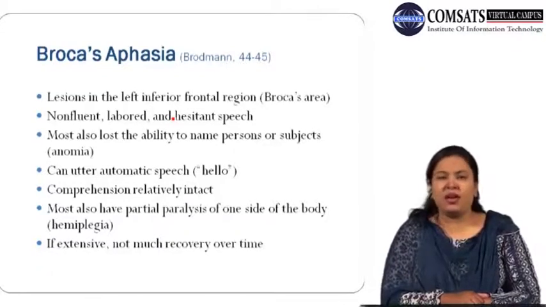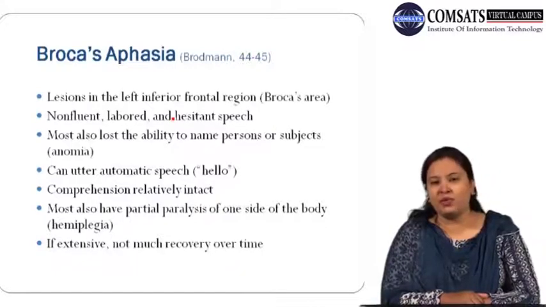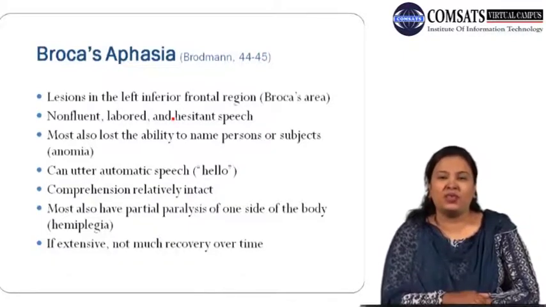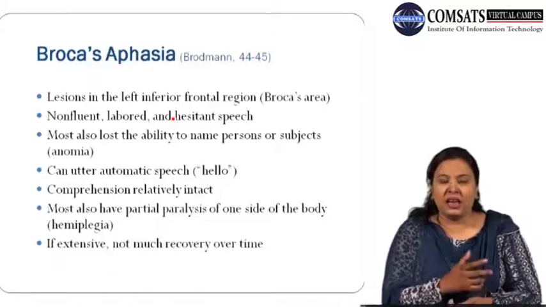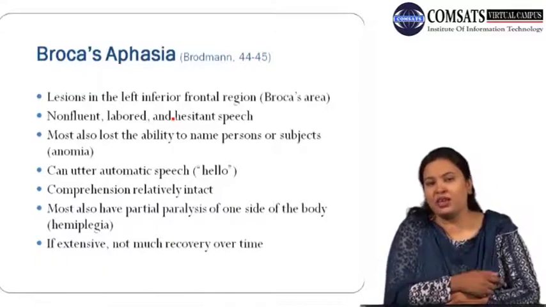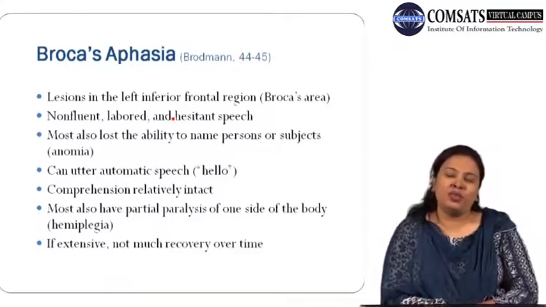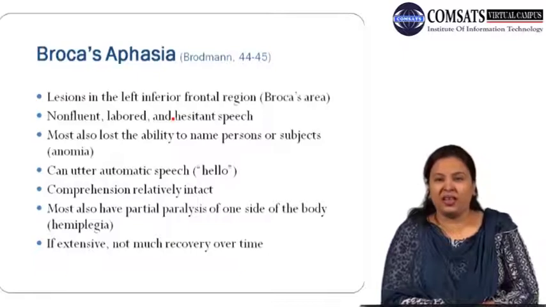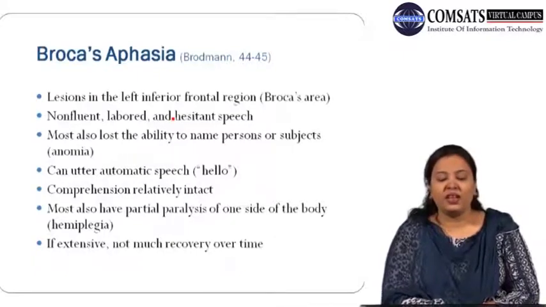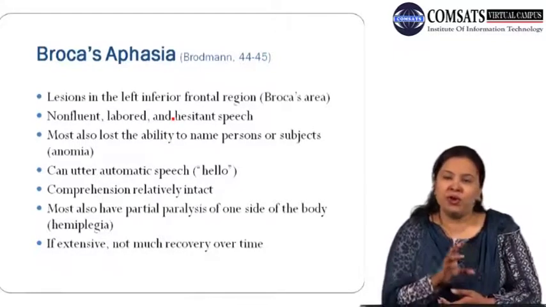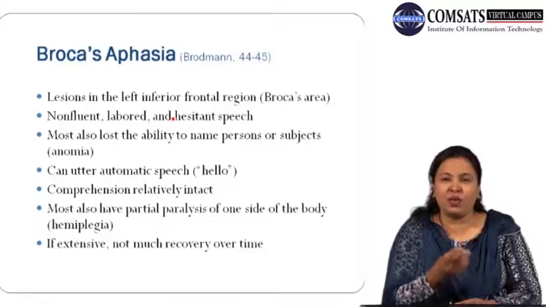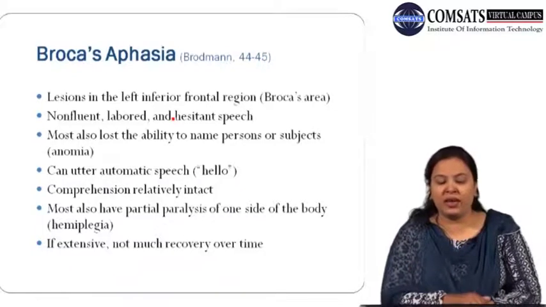If you remember, there are many people around you, usually in old age, who forget the names of objects or persons or subjects. They are unable to recall the names of things. This type of aphasia is usually named anomia, particularly relating to the observation where people forget the naming, the nouns. They can still utter automatic speech like hello, good morning. These things are very much fine.